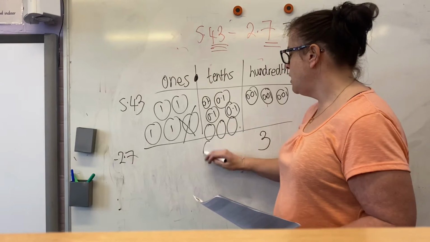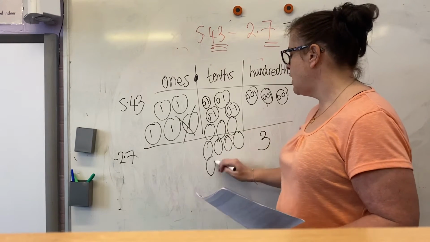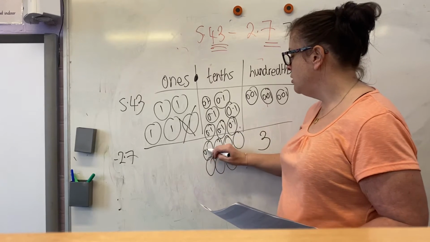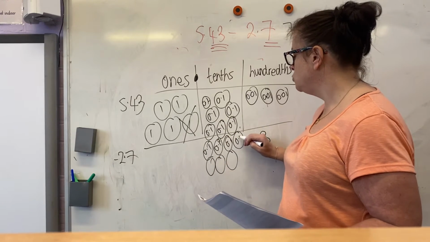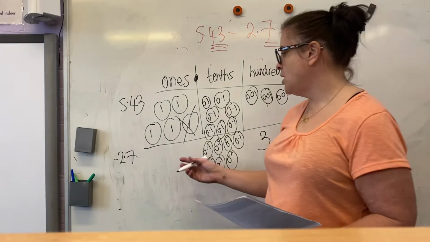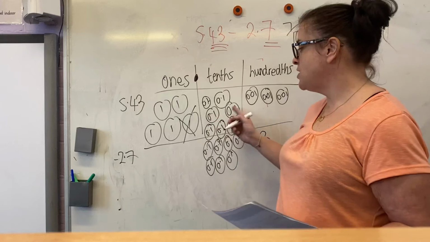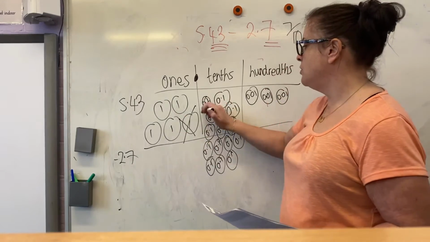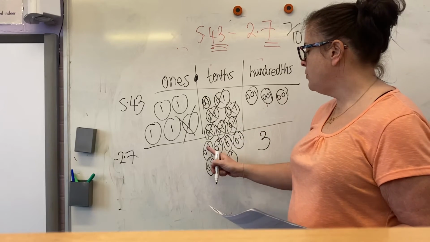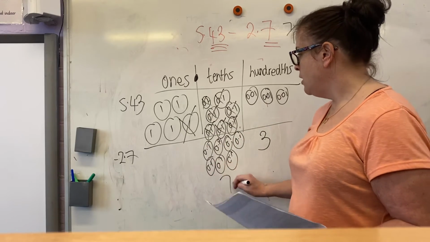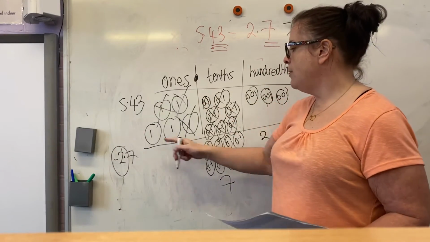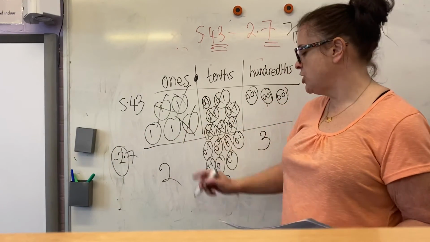1, 2, 3, 4, 5, 6, 7, 8, 9, 10. 0.1, 0.1, 0.1. Fill them in. Speedy, speedy. Okay, so I have my 4 tenths, I've exchanged, I've got to take away 7. 1, 2, 3, 4, 5, 6, 7. What am I left with? 7. Then I had 5 ones, I take away 2 of them. What am I left with? I'm left with 2, because I obviously exchanged that one.